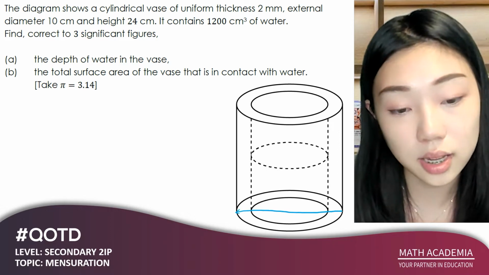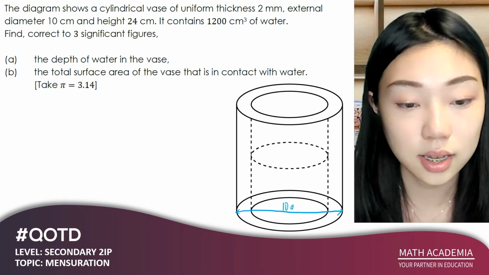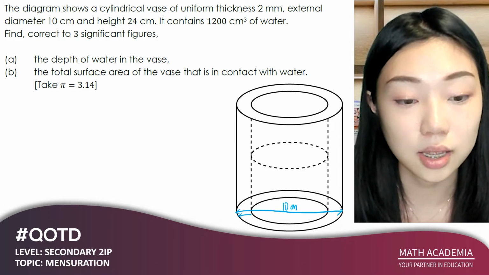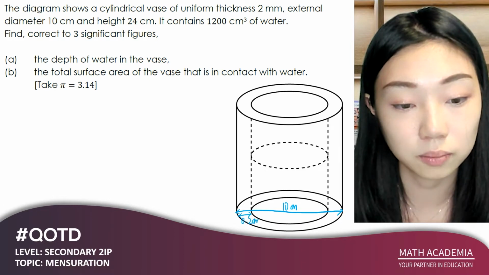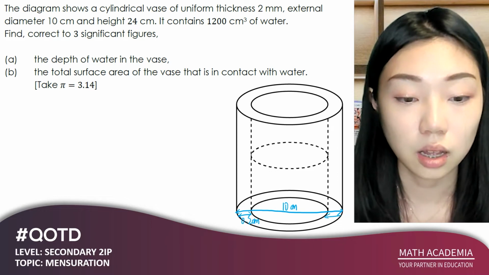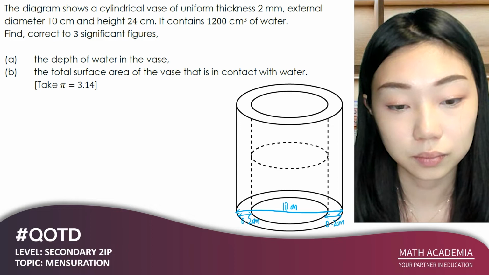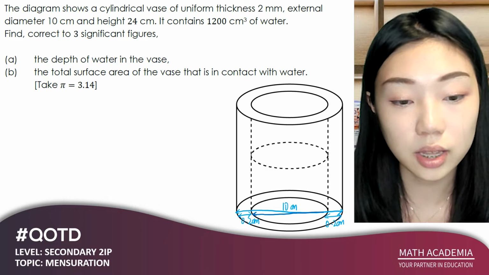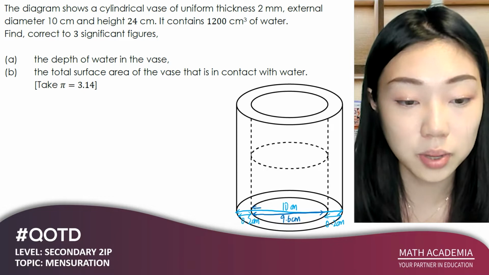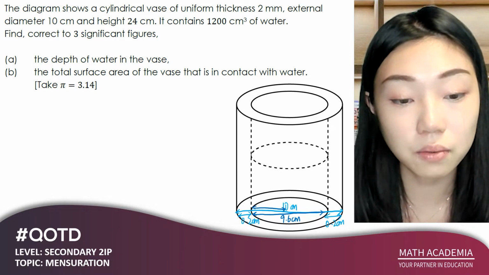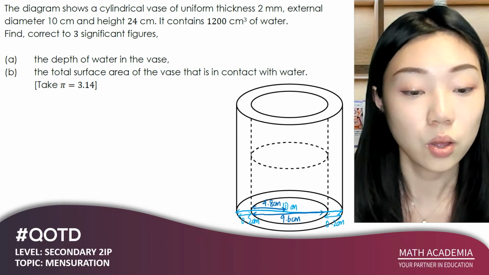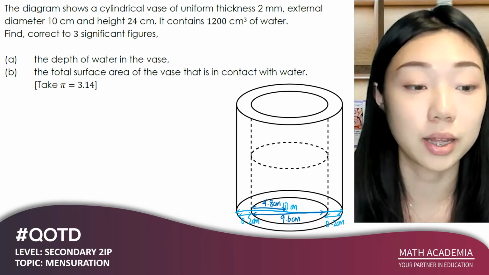So we know that the diameter of the vase is 10 centimeters, and we know that the thickness of the vase is 0.2 centimeters on both sides. So this would give us the inner diameter of the vase to be 9.6 centimeters, which also means that the inner radius of the vase would be 4.8 centimeters. So with this knowledge, let's try and answer part A.